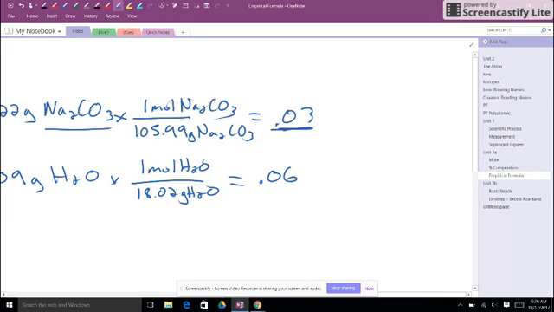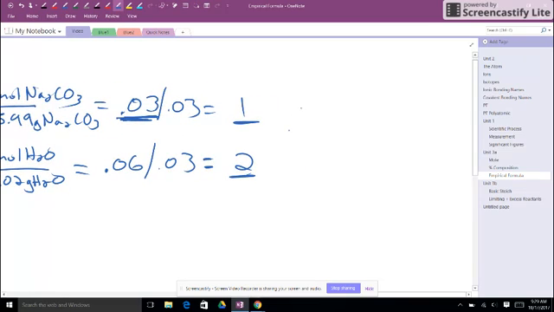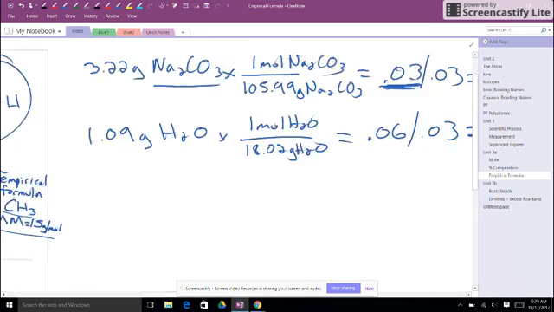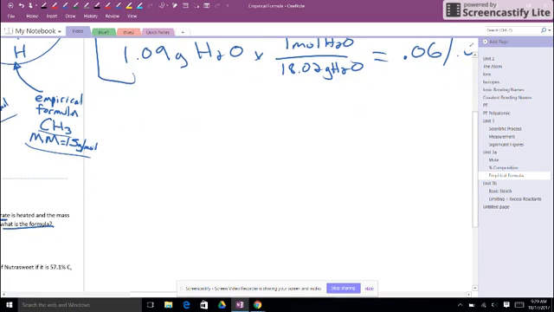Again, the formula of the substance attached to the hydrate should always be the lowest value here, and that makes sense. So let's divide each of these by 0.03, divide by the fewest moles. This one should typically be 1 here, and then this is going to be 2. So this means that we have a 1:2 ratio, and the formula of our hydrate would be Na2CO3 dot 2H2O. This is another good practice problem if you're looking at how to do the calculations for your hydrate lab report.